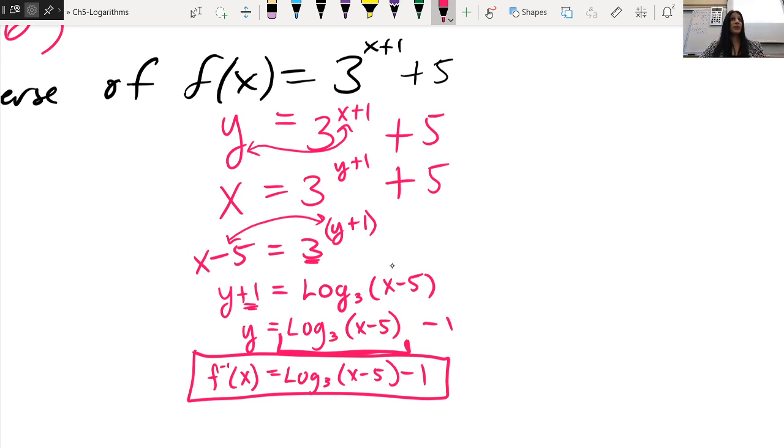How do we write the answer in exponent form? This is the exponent form. So this is the inverse in log form. You mean you want this in exponent form? The inverse in exponent form. Oh, you would have to have 3 to the power of y minus 1 equals x minus 5. You'd have to, or sorry, y plus 1. You'd have to move this 1 over to the other side. It's not relevant right now. Just being honest. We can talk after and I can show you if you like.